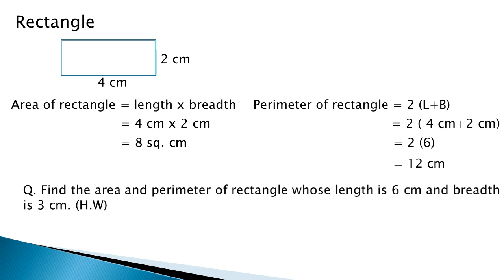So how much is the length? 4 centimeter. Breadth is 2 centimeter. 4 centimeter multiplied by 2 centimeter is equal to 8 square centimeter. All right, so we got the answer 8 square centimeter. Again, square centimeter is the unit. So remember, square centimeter or square meter is the unit of area. We measure area in square centimeter or square meter. Remember. Then let us find out the perimeter of the rectangle.